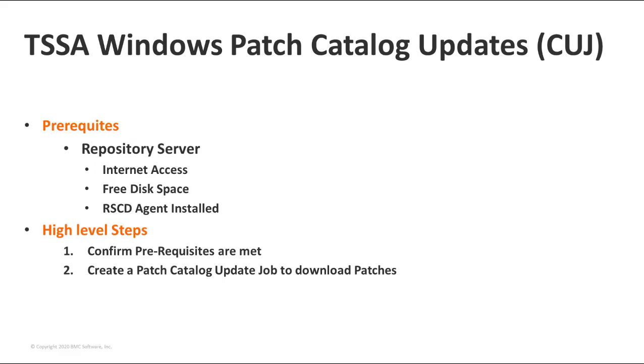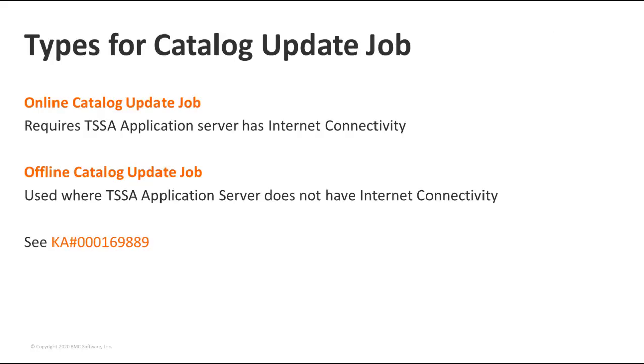Before creating a catalog update job, we need to ensure that these prerequisites are met. A repository server with ample disk space and a RSCD agent installed. Patches are downloaded and stored on the repository server. We will also need internet access on the TSSA application servers or on the patch repository server. Based on where the internet access is in the environment, a catalog update job can be classified as an online catalog update job or an offline catalog update job.